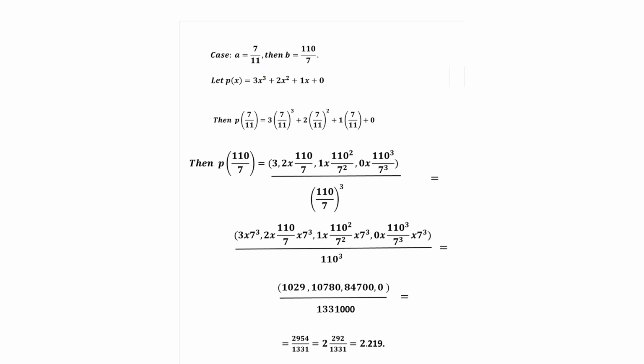Now, if we multiply by a well-chosen 1, 7 cubed over 7 cubed, we can clear the denominators in the tuple. What we'd be left with is on the numerator, we'd have 3 times 7 cubed. Then we have 2 times 110 over 7 times 7 cubed. That would leave 7 squared in the numerator. And 1 times 110 squared over 7 squared times 7 cubed. And we'd have 7 in the numerator.